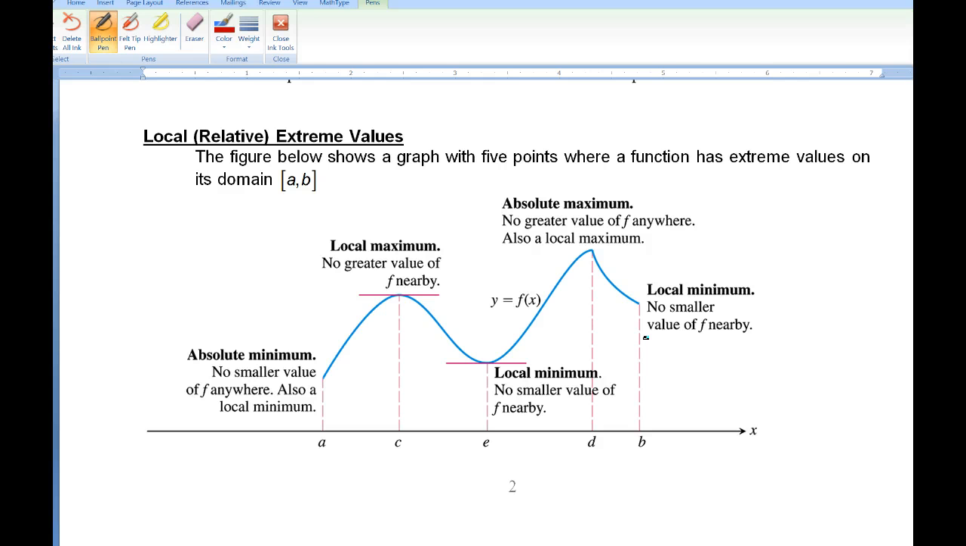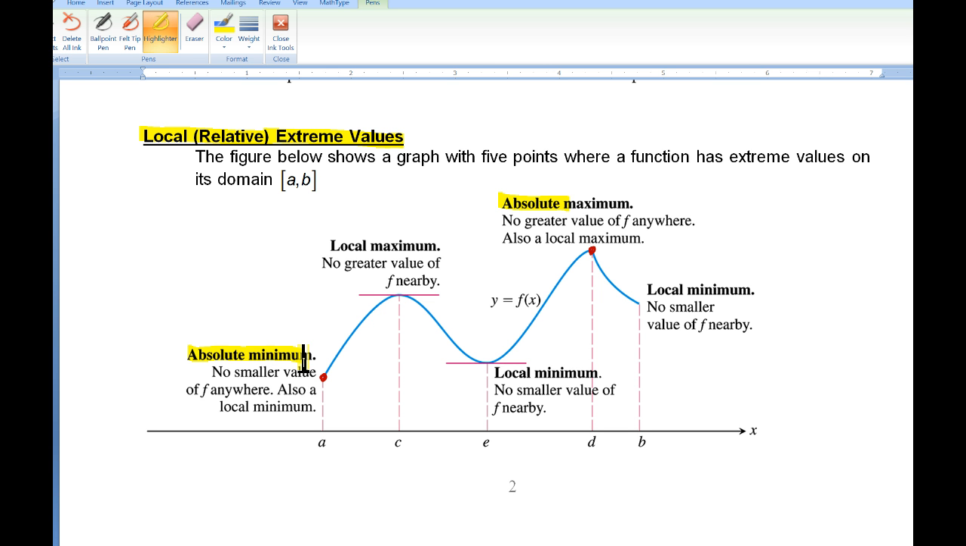Okay, so for the local extremes, or the relative extremes, you need to be familiar with both of those terms, local or relative. Absolute maximums and absolute minimums qualify as local, but then you have additional ones. For example, right here this is the absolute max, and right here this is the absolute minimum.